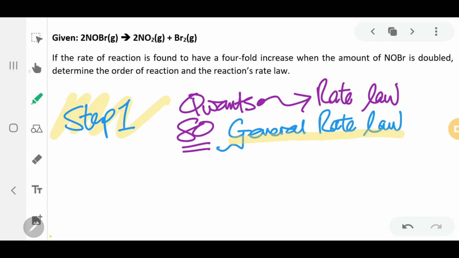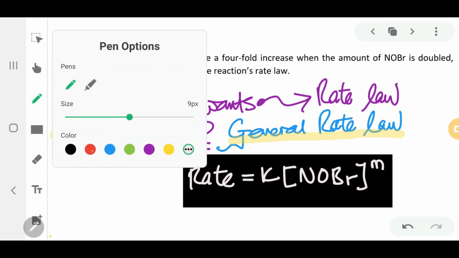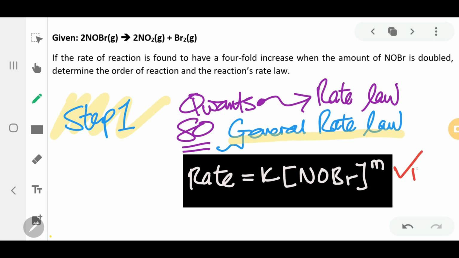So step 1: again, you need to find out what the question wants. The question wants the rate law. So you have to write the general rate law first, which is rate equals K times the concentration of NOBr to the power of m, because we don't know that power yet. By doing this, you should be able to get 1 mark.